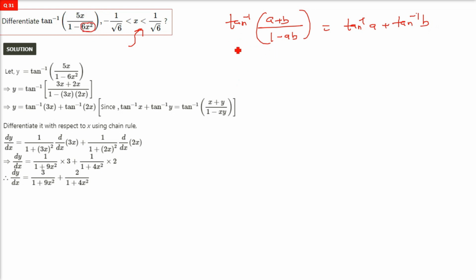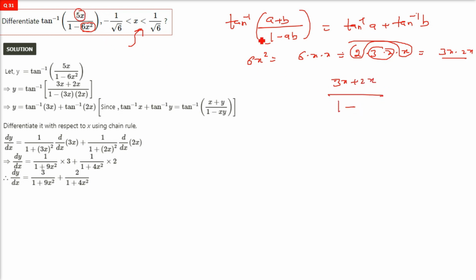We have 6x square here. 6x square can be written as 6 into x into x. 6 can be written as 2 into 3 into x into x. So this can be written as 3x into 2x. Basically 6x square can be written as 3x into 2x, because 3x plus 2x, when we add, will form 5x. So 1 minus 6x square will be written as 1 minus 3x multiplied by 2x. This is your a, this is your b.